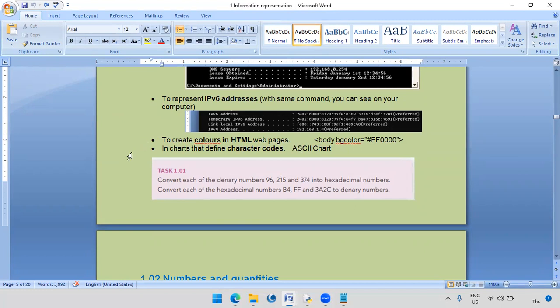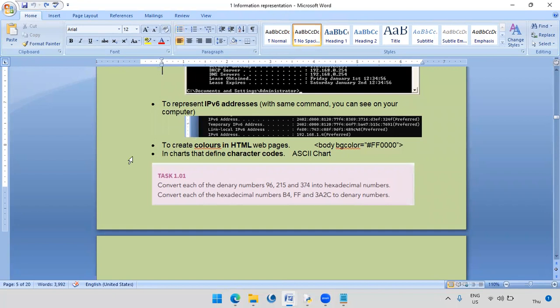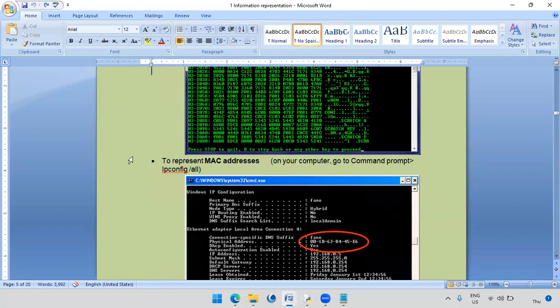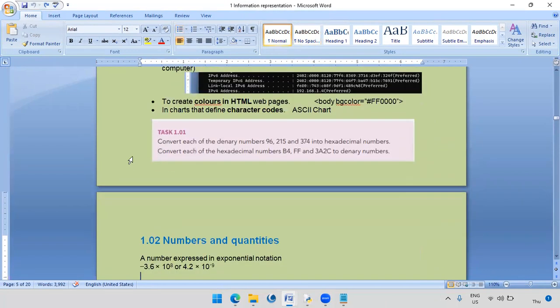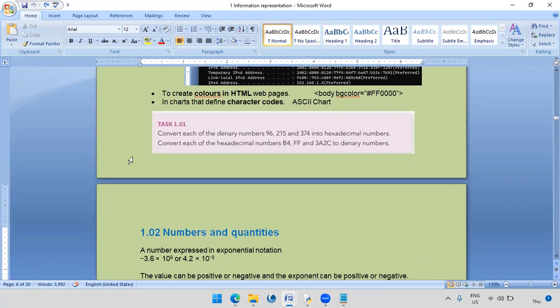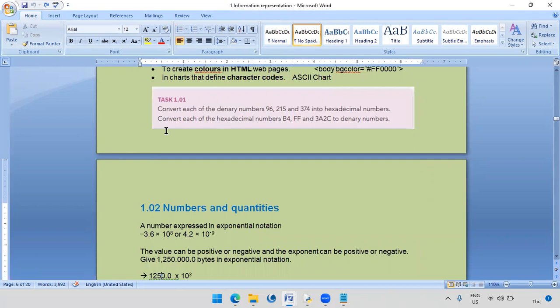For example, capital A is denary 65. The binary value of denary 65 is given for capital A. Small a is 97. So, how many usages? One is memory dump, MAC addresses, IPv6 addresses, creating colors in HTML, and use in character codes. This is a task for you: convert each of the denary numbers 96, 215 and 374 into hexadecimal numbers.